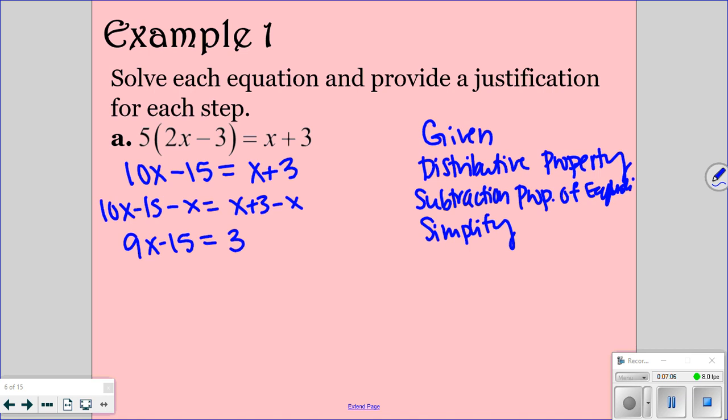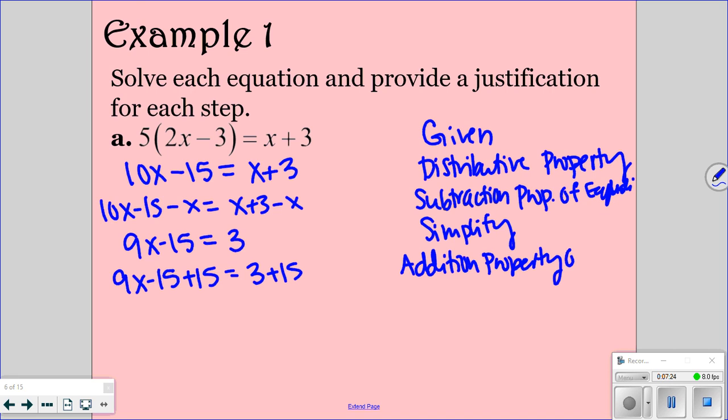Then from there, we're going to add 15 to both sides of our equation. So 9x minus 15 plus 15, and 3 plus 15. So that is the addition property of equality. And then we're going to simplify. So we're going to have 9x equals 18.